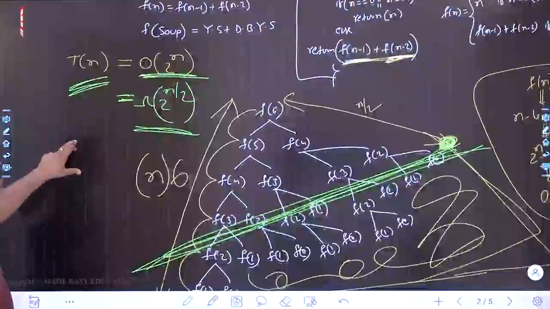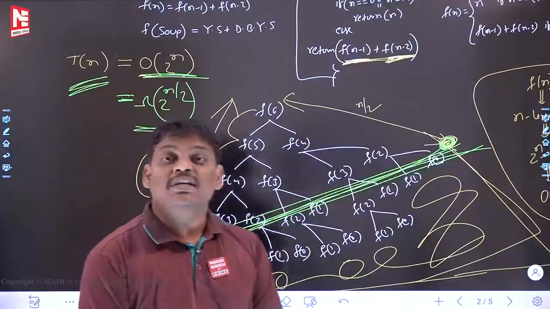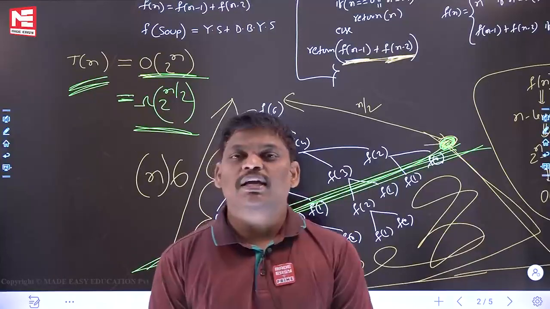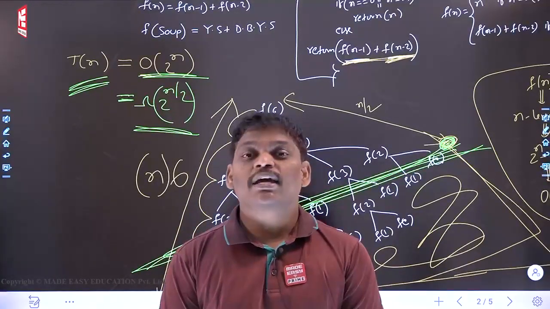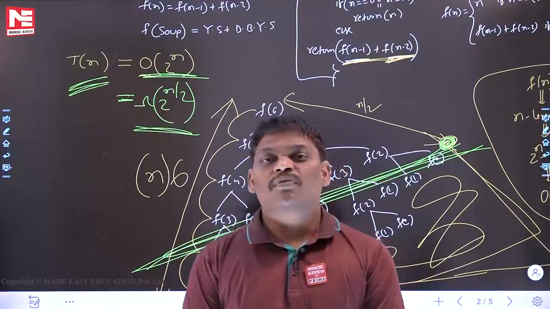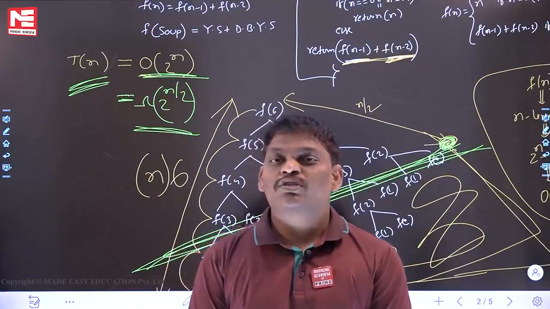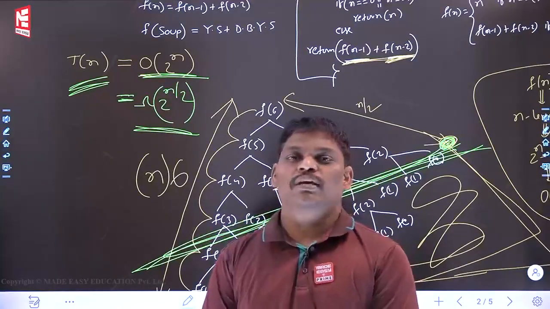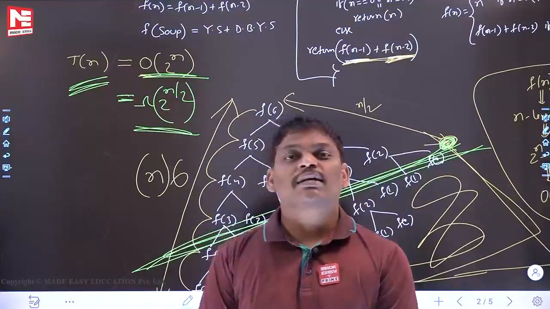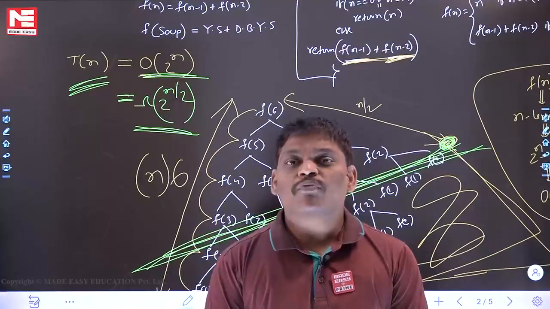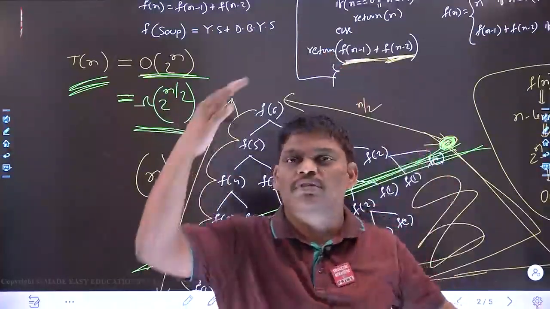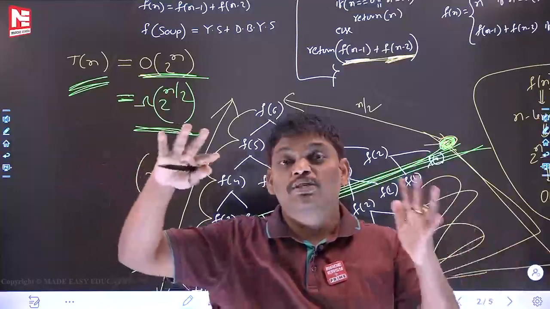From today onwards, if anyone asks you the time complexity Tn of Fibonacci of n, how much? What is the exact answer for Tn? What will you say? You can say the exact answer is Tn, but I cannot find the exact answer because the diagram looks dangerous: left is n levels, right is n by 2.